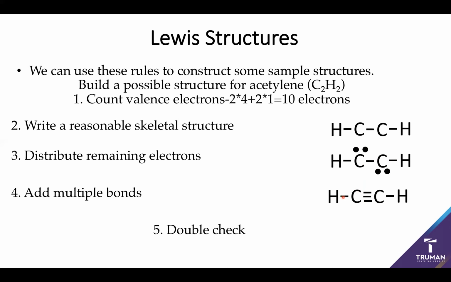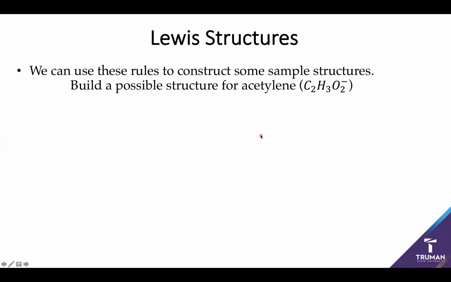So I should have a total of 10 electrons, and we can count through 1, 2, 3, 4, 5 bonds, each with 2 electrons each, gives me 10 total electrons. So this should be a pretty good structure. Now let's deal with something a little messier. And by a little, I mean much.